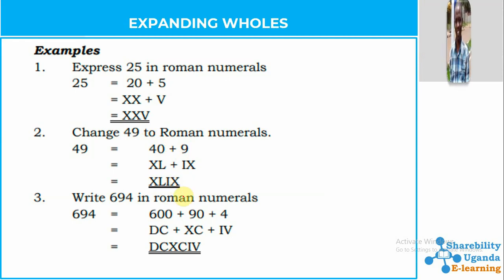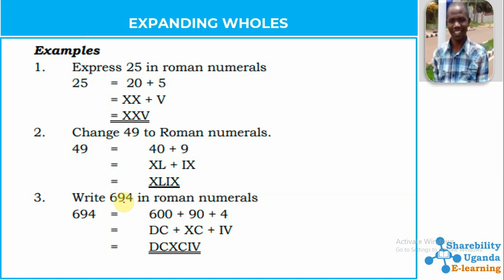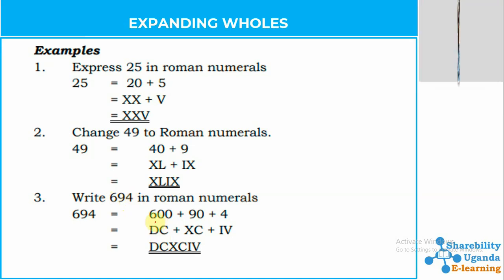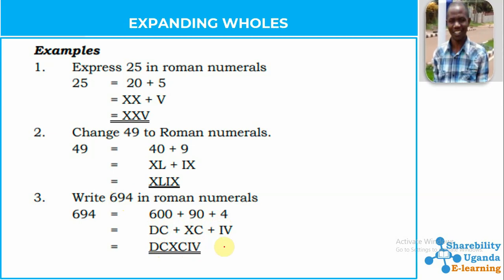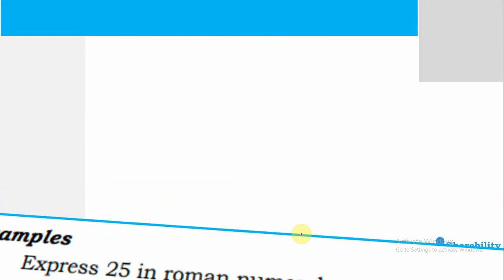Then also here we have 694 in Roman numerals. Number one, we break this. We say 600, then 90, then 4. So our 600 is the same as DC. Then our 90 is XC, then our 4 is IV. So it is going to be DCXCIV. That is going to be our 694.